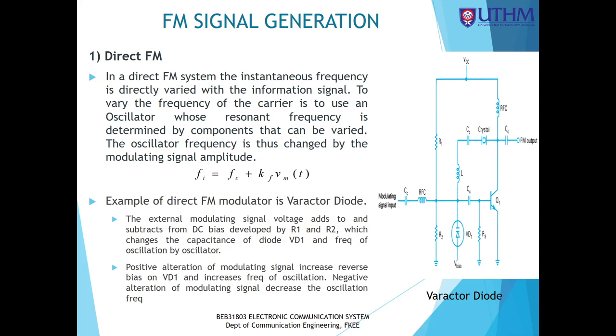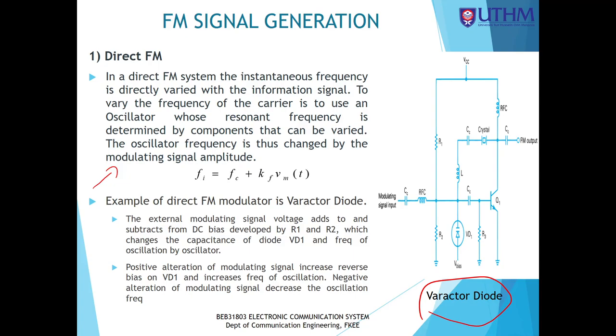If you see from this picture, one example, salah satu example for the direct FM modulator, is what we call the varactor diode. Before I explain about the varactor diode, I will mention the definition of direct FM. In the direct FM system, the instantaneous frequency is directly varied with the information signal. As I said, the carrier frequency is directly varied by the amplitude variation of the input.